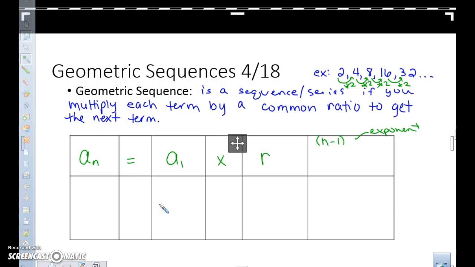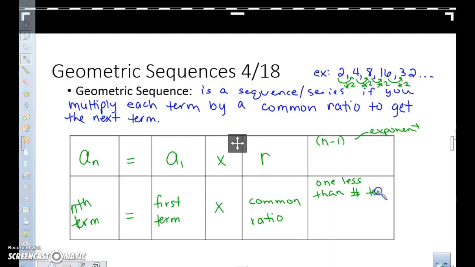Okay, so what this says is the nth term is equal to the first term times the common ratio. In our little example up here, we're multiplying by 2, so that's called the common ratio, would be 2. And then the exponent is 1 less than the number of terms.